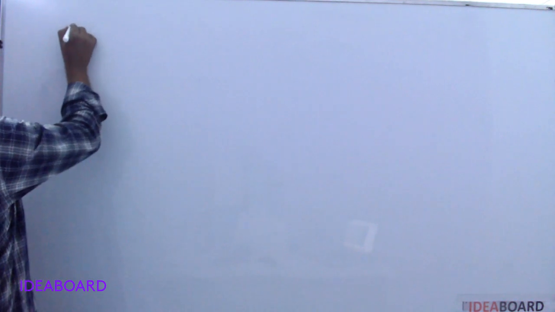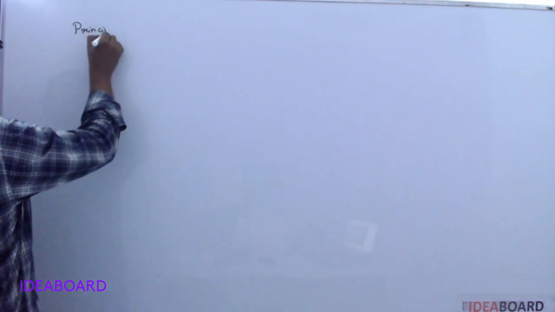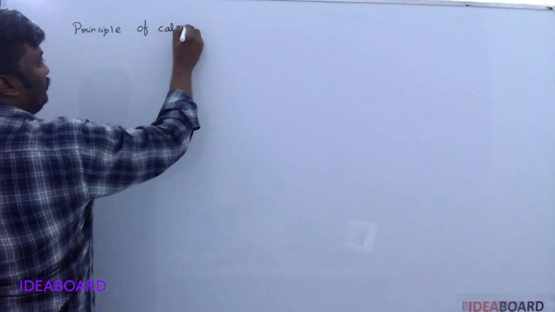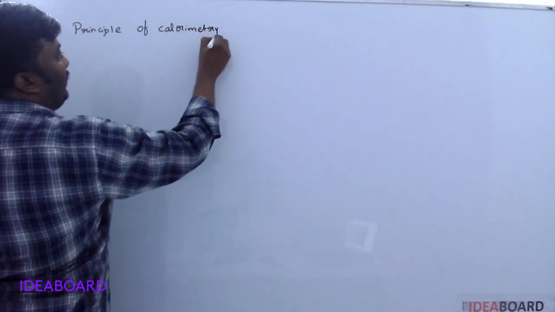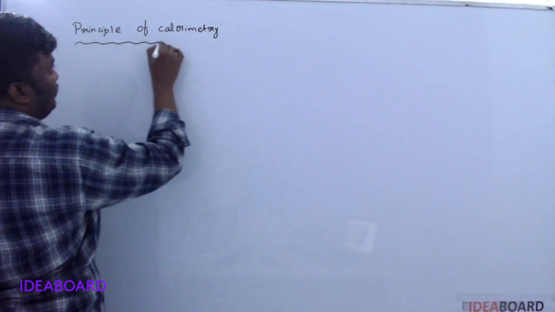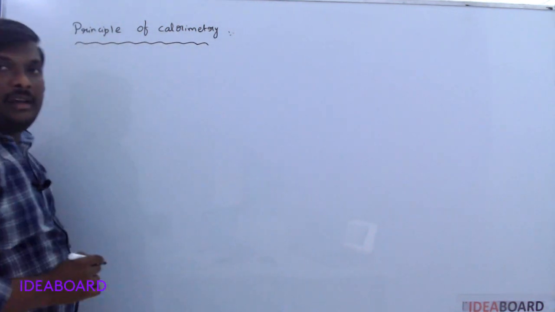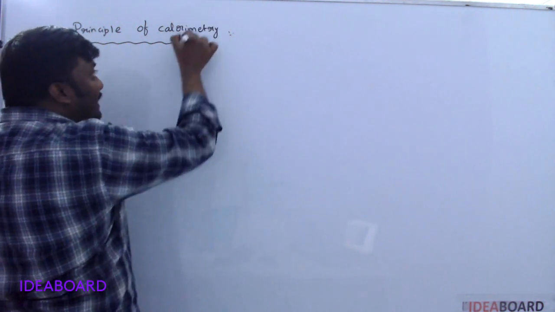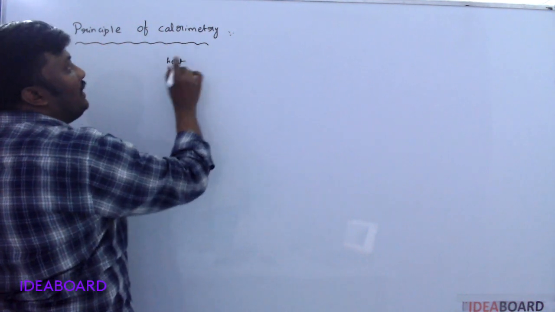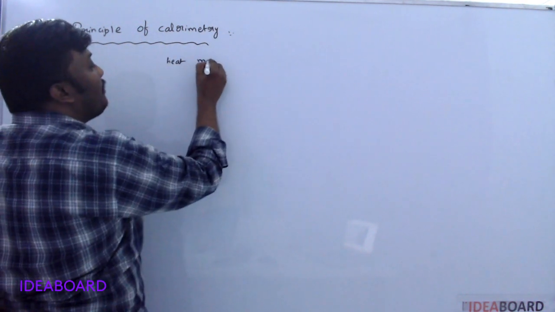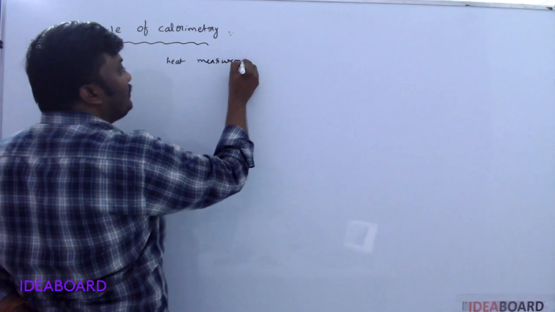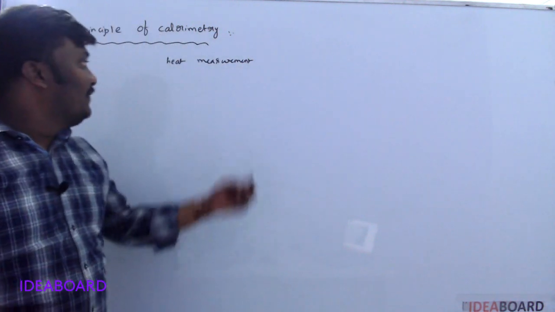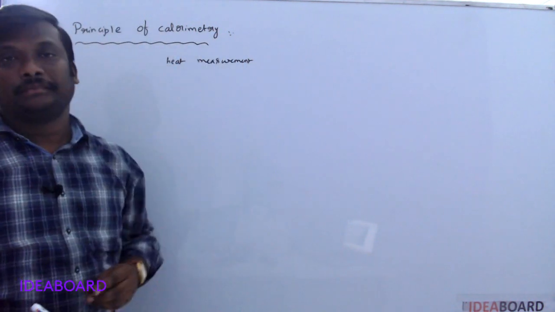Now coming to the topic called principle of calorimetry. Calorimetry is a word that came from the Greek. Calorie means heat and metry indicates measurement. So calorimetry is nothing but the branch of physics which deals with measurement of heat.